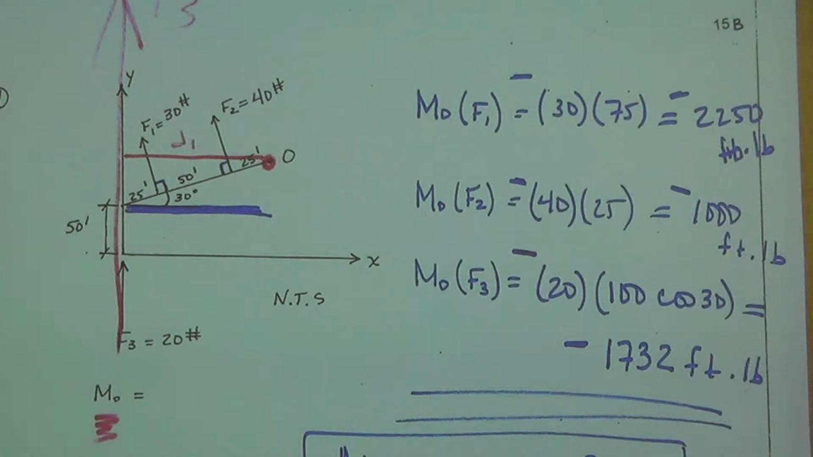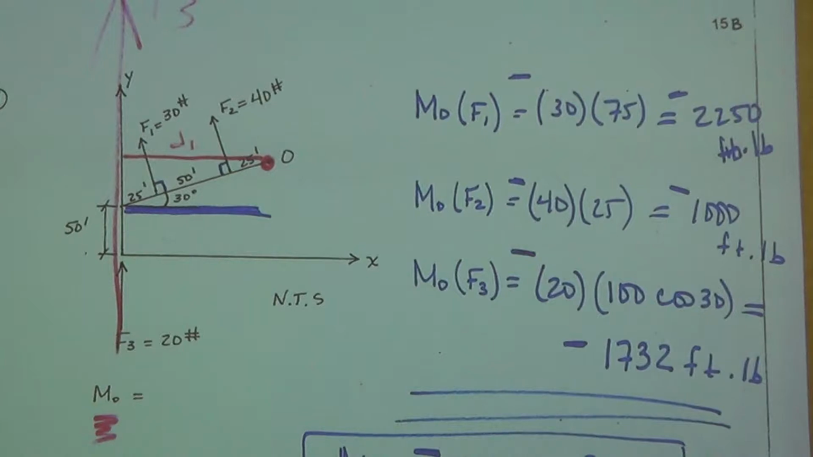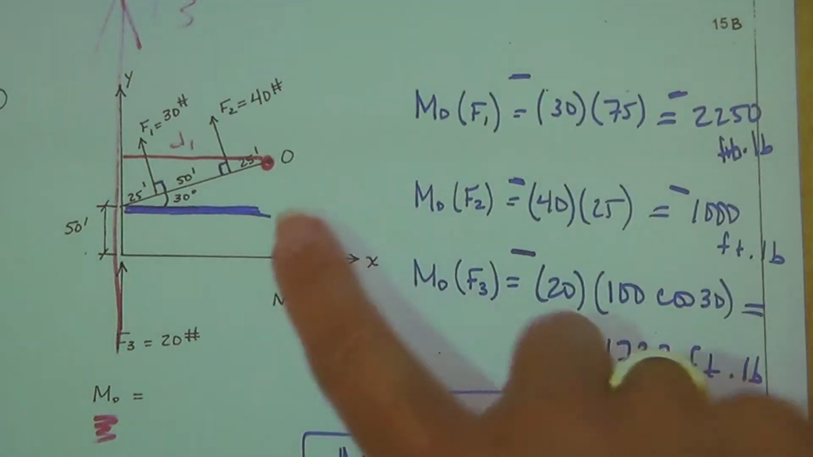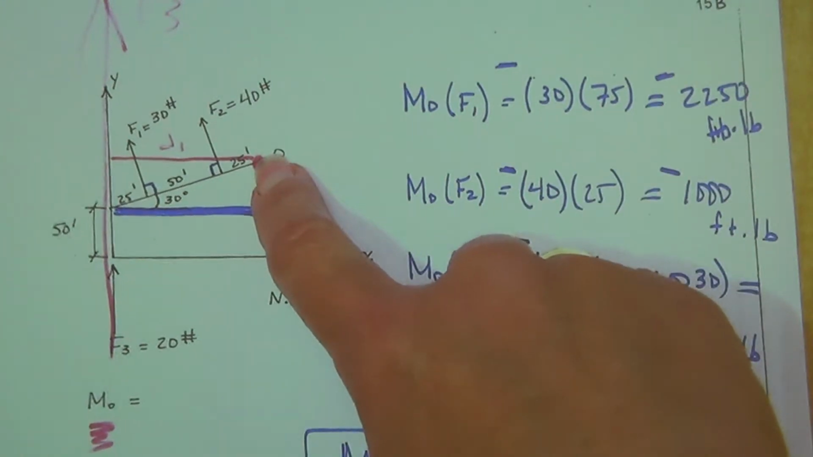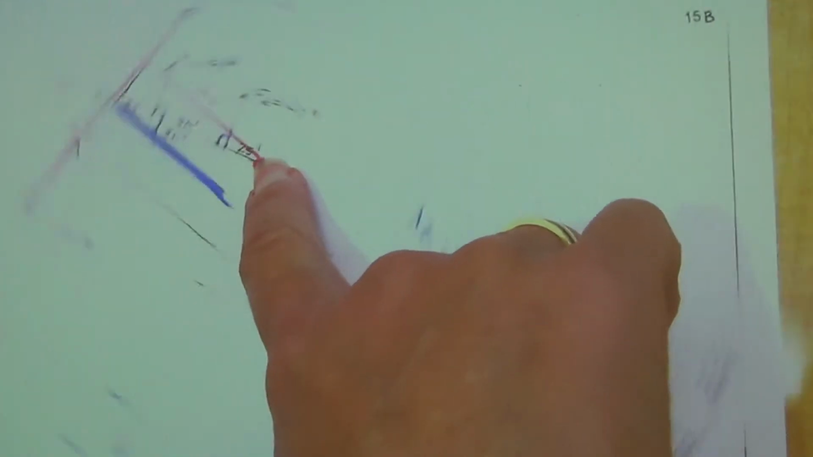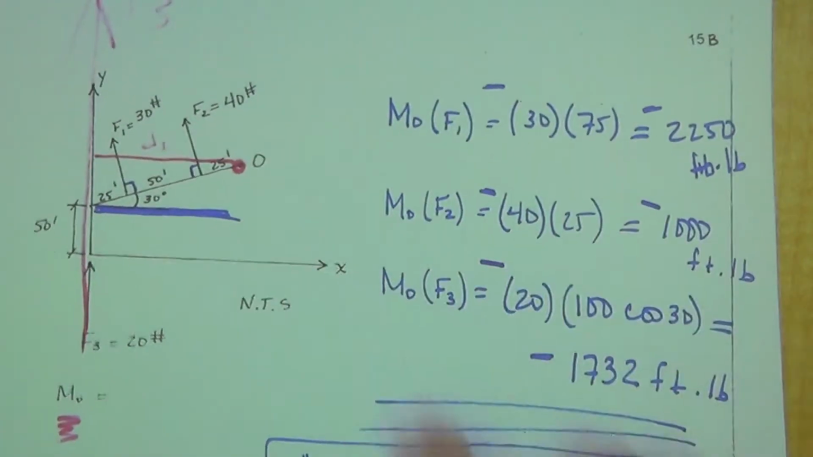Good, Lucas? Yeah, thank you, negative. Important. It makes sense, again, I could use my finger at the point that I'm trying to find the moment about, and all the forces are going up. So they're all going to create a negative moment about point O.